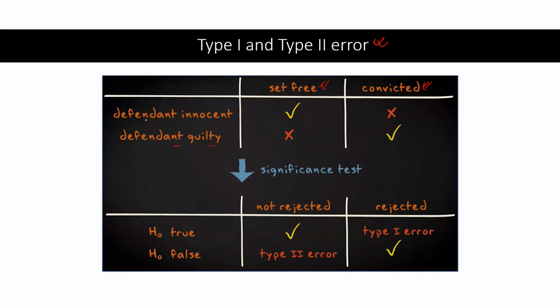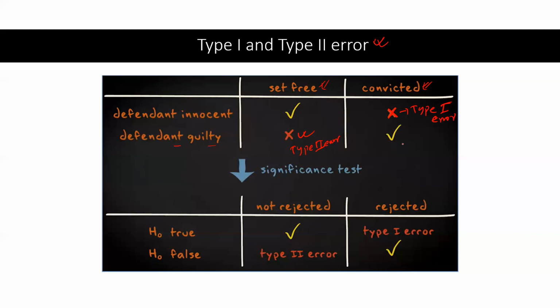So what happens is, if an accused is innocent, but he is not set free, then this is a type 1 error. If we know that the person is innocent, however he has not been set free, he is convicted, then that is type 1 error. If the person is guilty, but he has been set free, that is called type 2 error. Type 1, type 2 error.